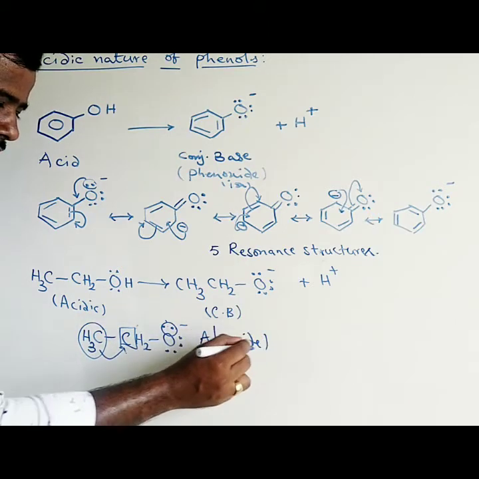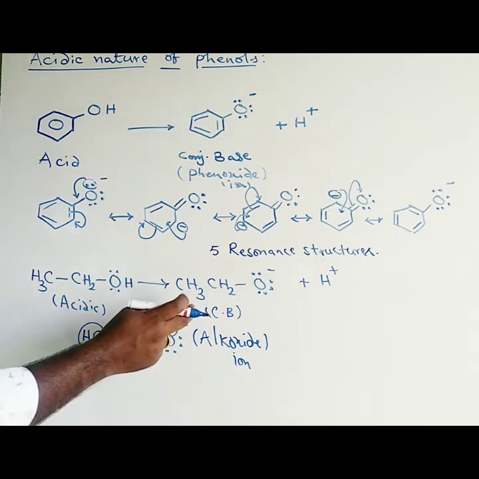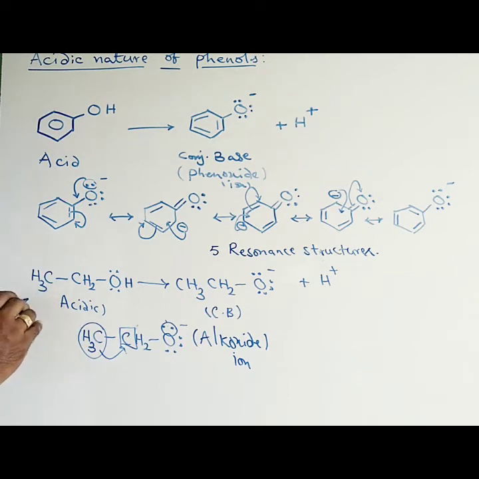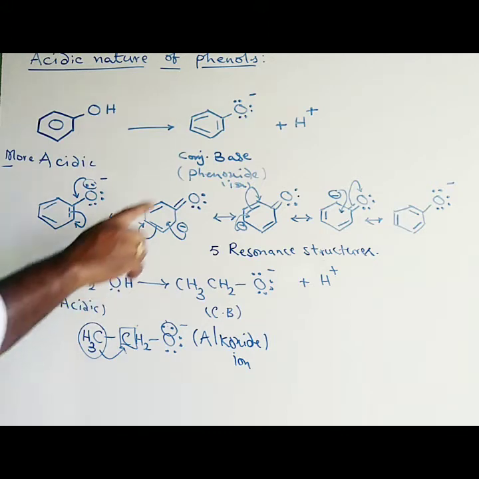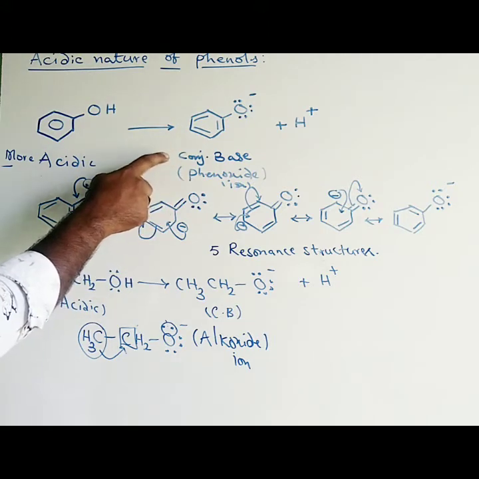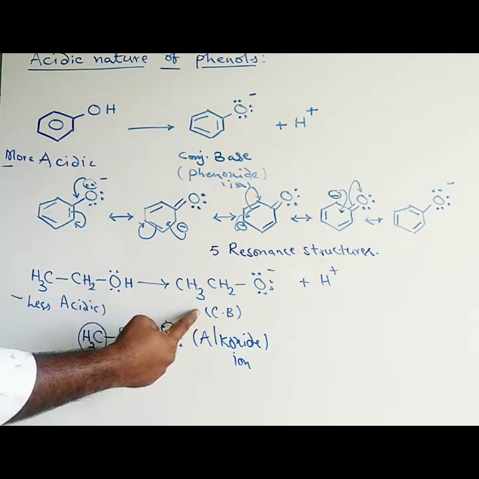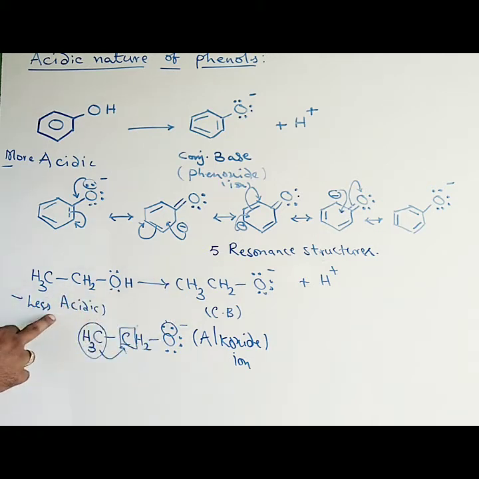There are no possibilities of stabilizing this conjugate base, so it is less stable, and as a result this alcohol is less acidic when we compare it with phenols. Phenols are more acidic, right? Alcohols are less acidic. That is due to the stability of the conjugate base. The greater the stability of the conjugate base, the greater will be the acidic strength of its corresponding acid. Here the alkoxide ion is less stable, so its corresponding acid will be less acidic in nature. That's the comparison between the acidic strengths of phenols and alcohols.